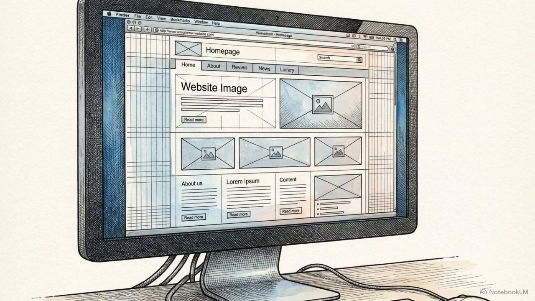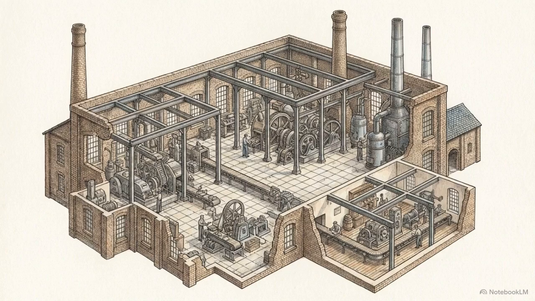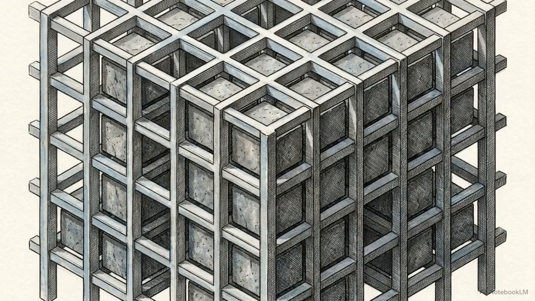A major reason for this energy drain is how we design the web itself. We build digital spaces the same way we build industrial factories. We construct static, rigid blueprints that force every single visitor to load the exact same heavy structural framework, regardless of what they came to do.